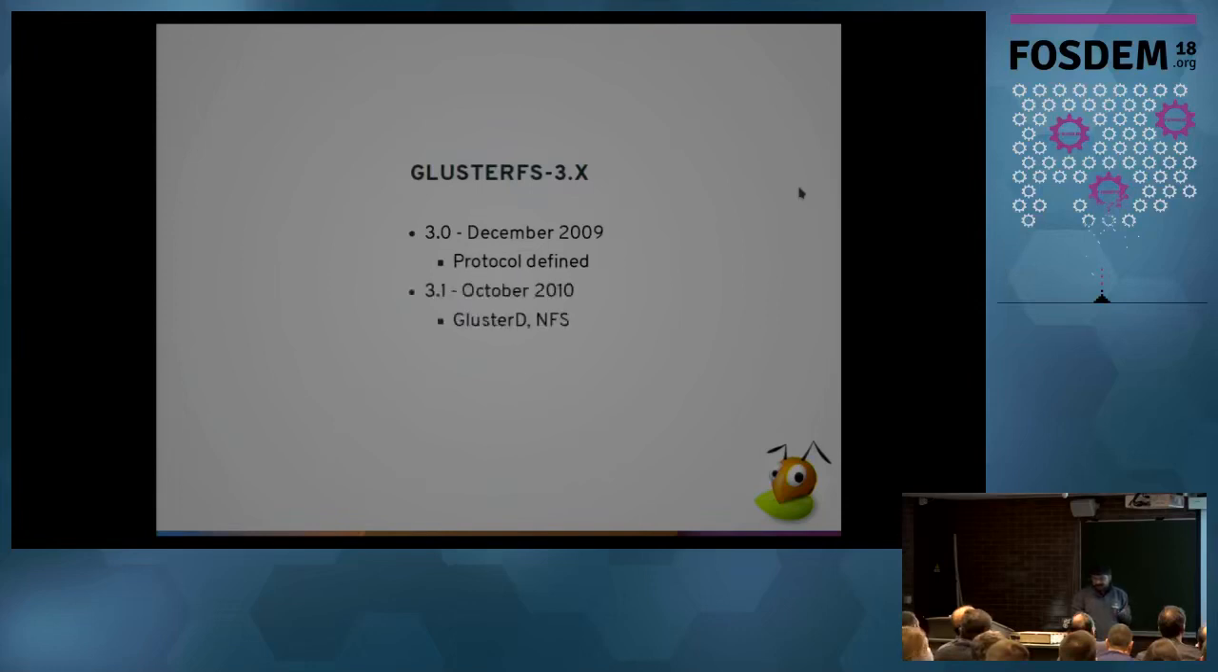And Gluster 3.1 was released in October 2010. This added GlusterD, the distributed management framework, which makes Gluster really simple to use, which allows those simple 4 commands that we saw to work, right? This also brought along things like a native NFS server and other stuff. But the big thing with Gluster 3.1 was GlusterD.